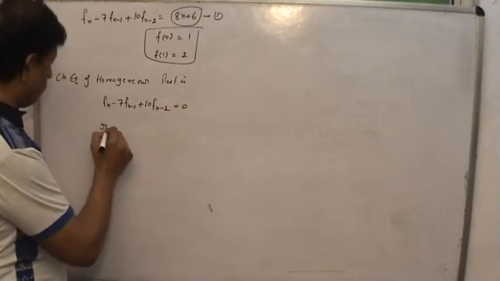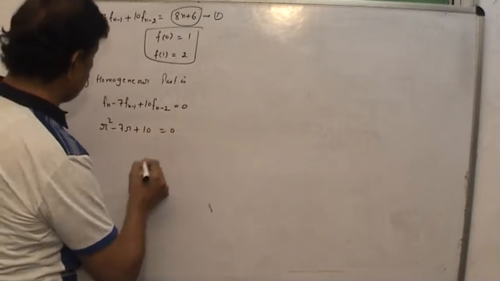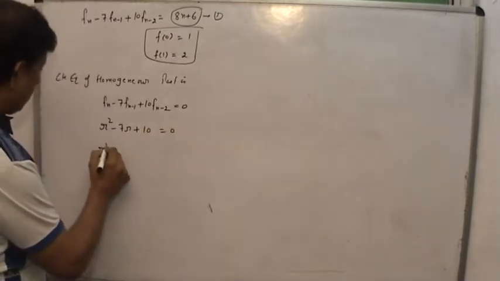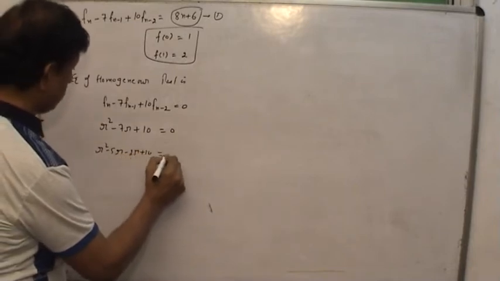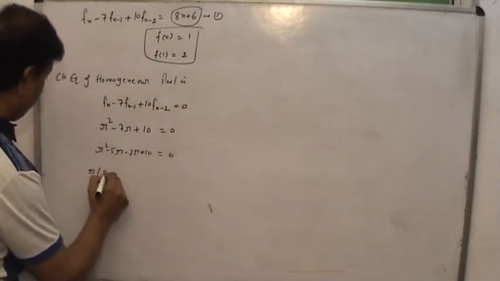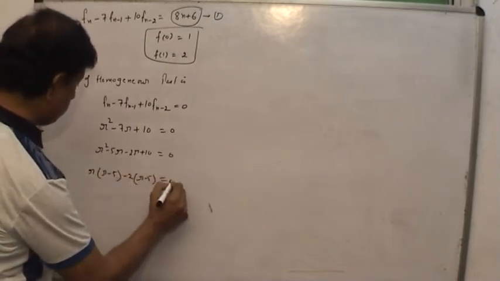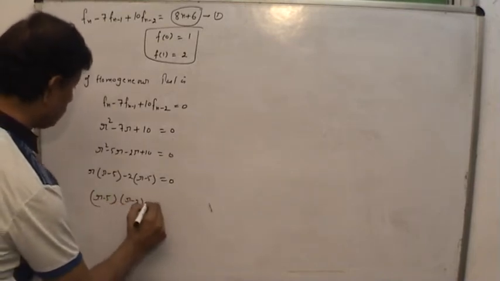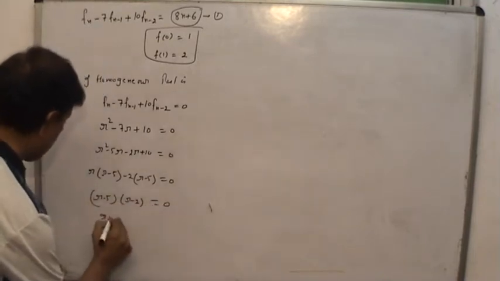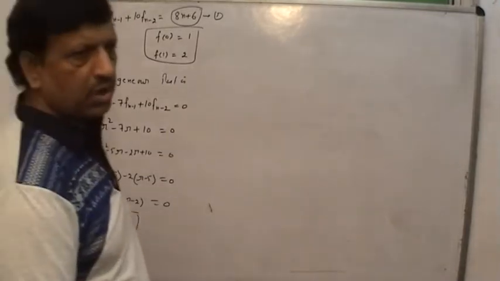The order is 2. R square minus 7R plus 10 is equal to 0. We can factorize it. R square minus 5R minus 2R plus 10 is equal to 0. R minus 5, R minus 2 is equal to 0. It means R is equal to 5 and 2. The condition is both roots are different.